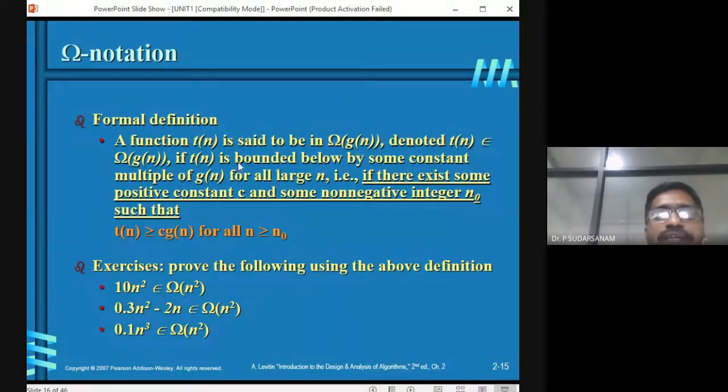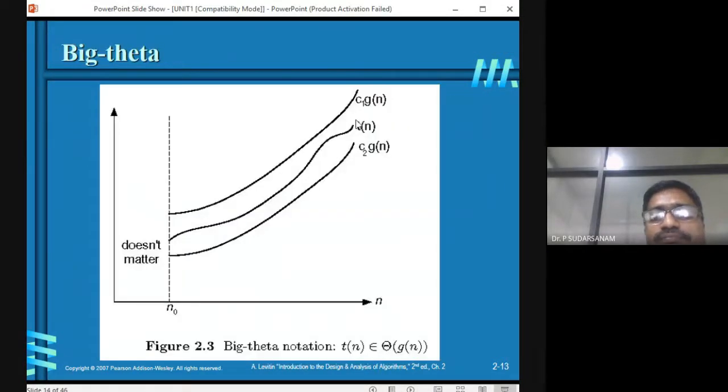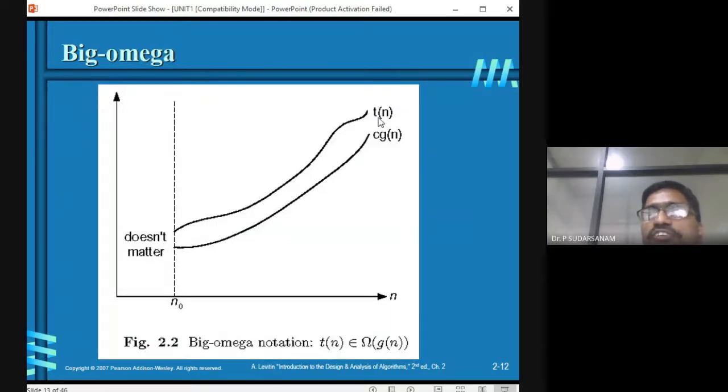T of n belongs to omega of G of n if T of n is bounded below by some constant multiples of G of n. To reach this, you have to multiply with some numbers. So now, for example, in this case, you have T of n, and you have assumed that you have 6. Here 2 is there. See, G of n is 2.